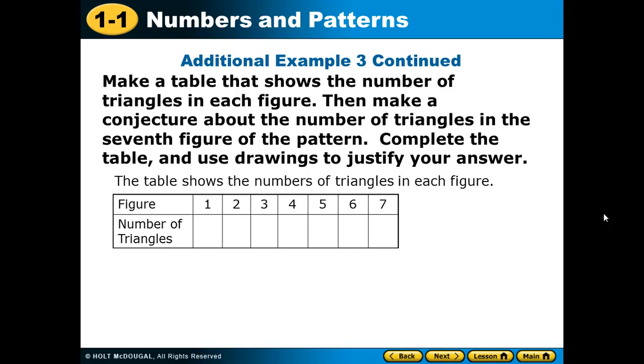One way to do this would be to make a table. You could also just make your pattern with shapes. Make a conjecture about the number of triangles in the 7th figure of the pattern. Complete the table and use drawings to justify your answer. The table you would draw would be all the way 1 to 7. In that first one, I'm just going to count those first ones that were given to me. We added 2 triangles each time. So I continue that pattern all the way through the table.